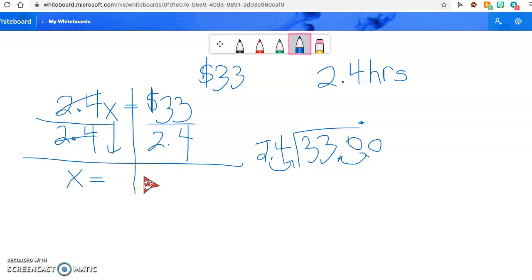$33 divided by 2.4 hours means you earned $13.75 per hour. You guys, that is a pretty good haul. Oh my goodness. So you just earned $13.75 per hour, which winds up being $33 for babysitting 2.4 hours.